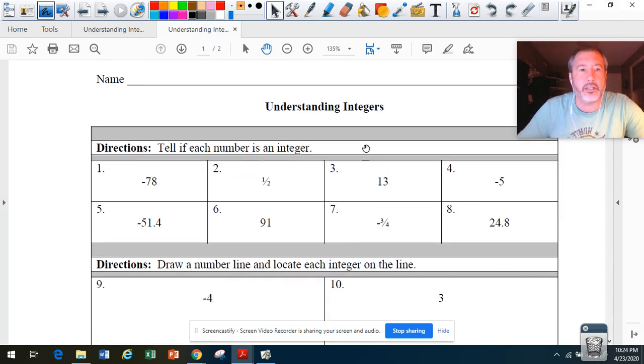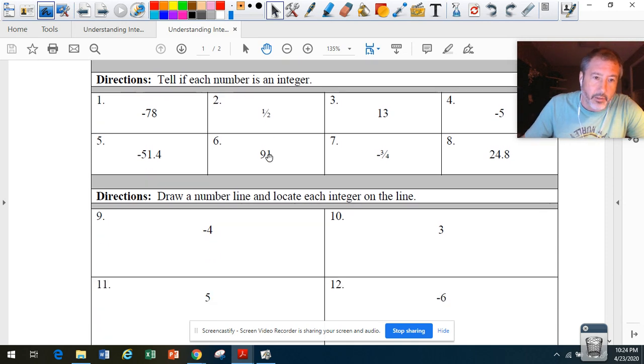So understanding integers, it says, tell if the number is an integer. Remember, it's going to be whole numbers and their negatives also. Those are integers. No fractions, no decimals, that type of stuff. So that's pretty easy to understand. You can just write yes or no with that.